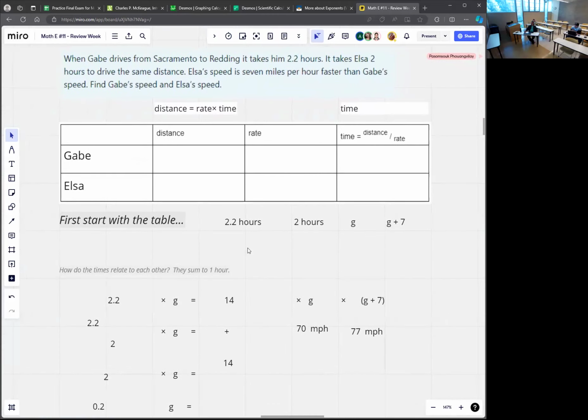Okay, now we get one of these. You all get to cooperate, don't just have Anthony's mouse happen. So, we've done a bunch of these. Gabe drives from San Francisco to Reading. It takes him 2.2 hours. Elsa, the speed demon, drives it slightly faster, only 2 hours. Her speed is 7 miles an hour faster than his. What are their speeds? So your first job is to take the items here and put them in the table.